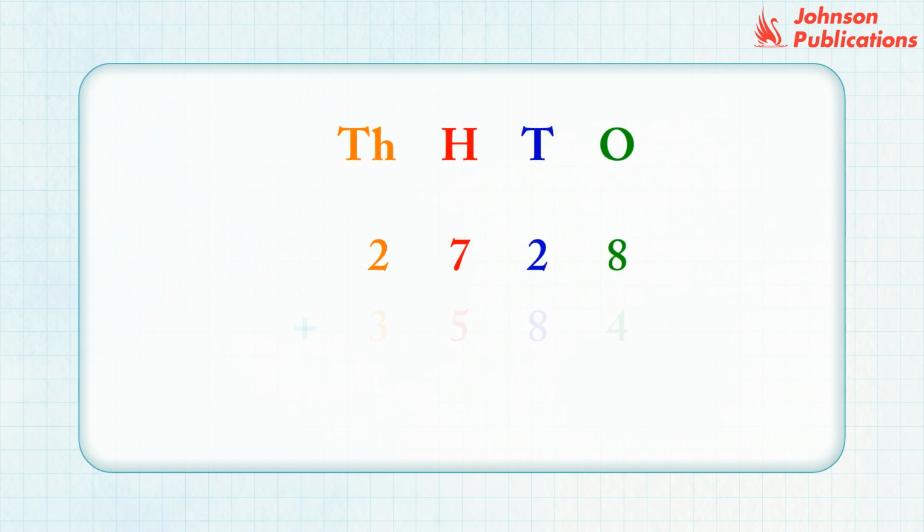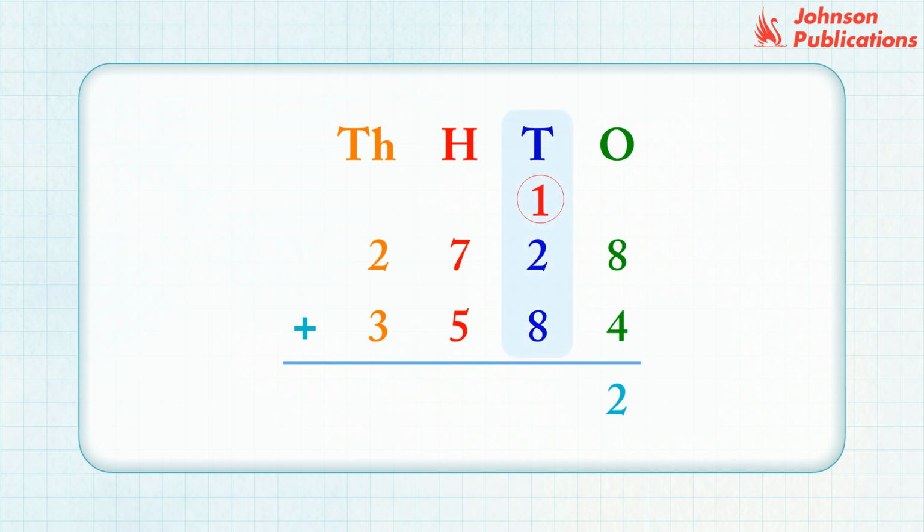Let us see another example. Step 1. Add the ones. We get 12 ones. Write 2 in the ones place and carry over 10 to the tens column. Step 2. Add the tens.